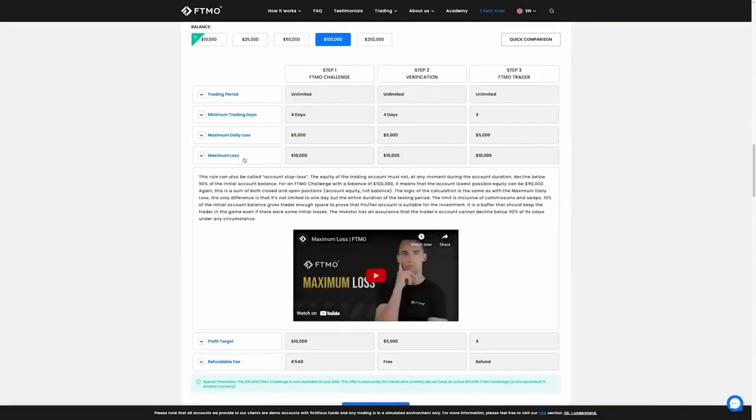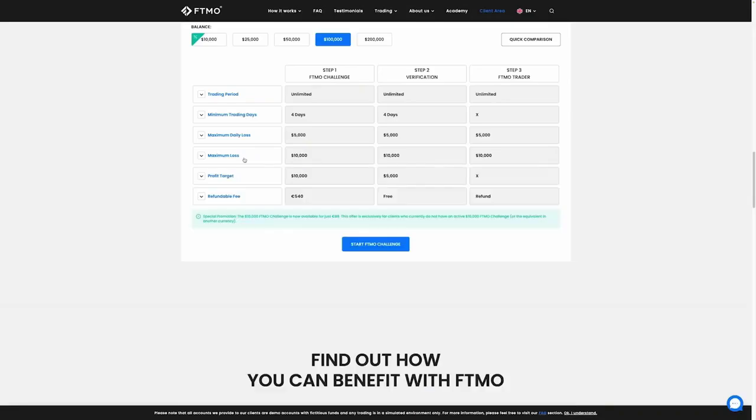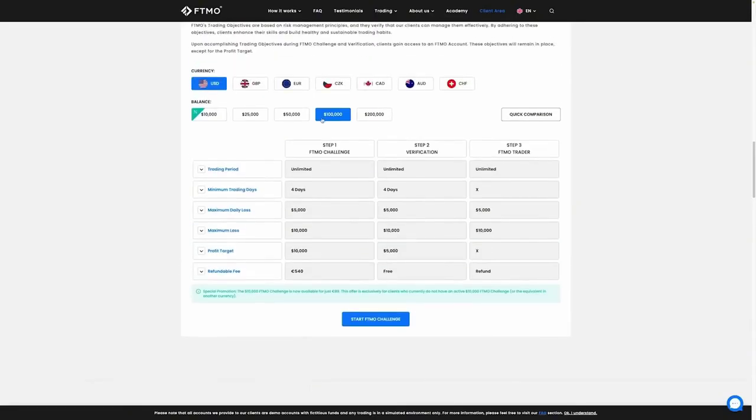Okay, next is maximum loss. Now, as for your maximum loss, this is the total amount of money you can afford to lose during the entire duration of your challenge. Basically your account balance, right? It cannot go below $90,000. That's the bare minimum. Once you go below $90,000, you are out of the challenge. So that's for maximum loss.